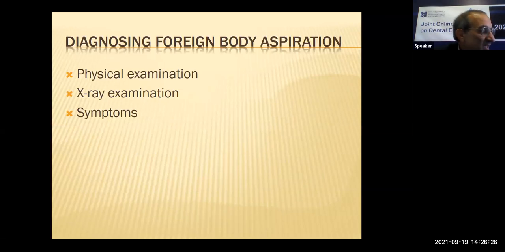At first, it needs physical examination, endoscope instrument and X-ray examination, and paying attention to the symptoms of aspiration.